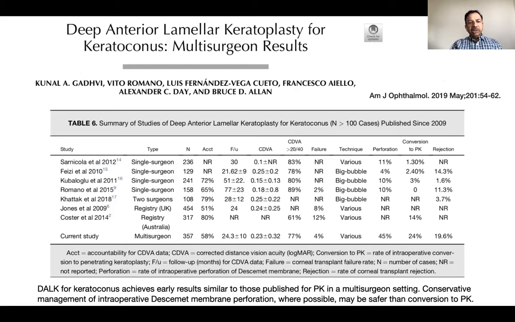This is again looking at the visual outcomes of DALK. A lot of large series from single surgeons have shown good outcomes, but when you look at the studies from various registries, like the one from Australia, they found that the DALK outcomes are inferior to penetrating keratoplasty.